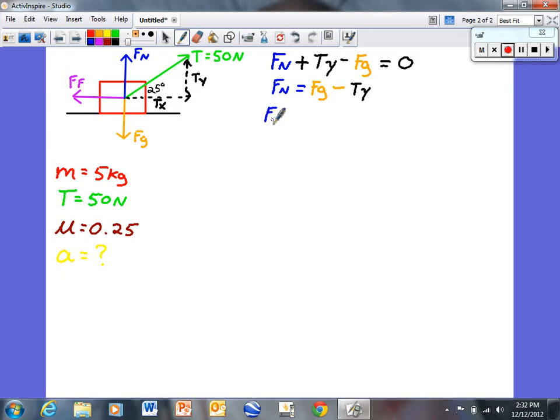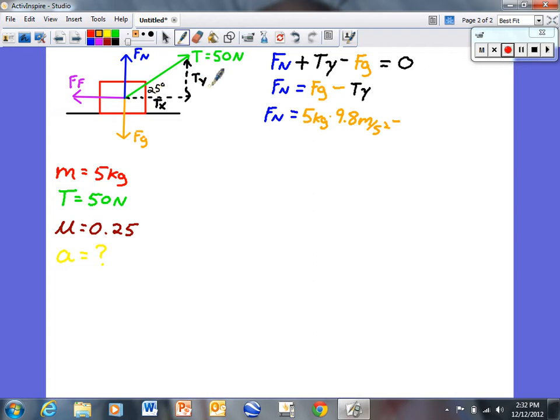To solve, we have to plug in our numbers. Force of gravity, as always, equals the mass, which is given right here as 5 kilograms, multiplied by the acceleration due to gravity, which is always 9.8 meters per second squared here on Earth. Now we have to subtract this tension in the y direction. So if we take a look at our triangle that's made out of our tension force, the tension in the y direction is the opposite side. So it's the opposite side of our 25-degree angle.